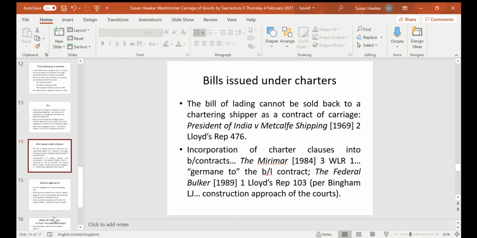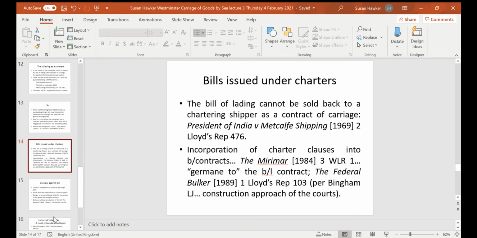The original shipper buys it back as he held it. And the shipper, this is exactly what happened to the shipper in President of India and Metcalfe. He sold the goods, endorsed the bill of lading, and on it went. The bill of lading went on and eventually came back to him.